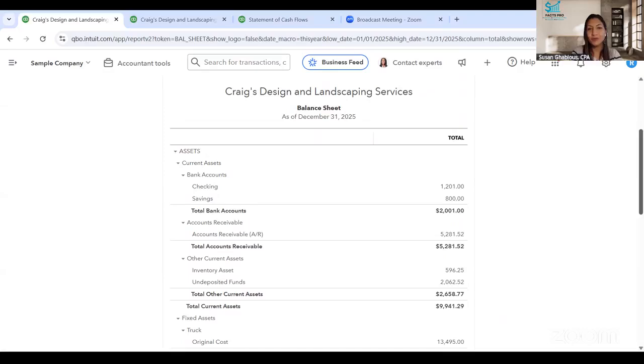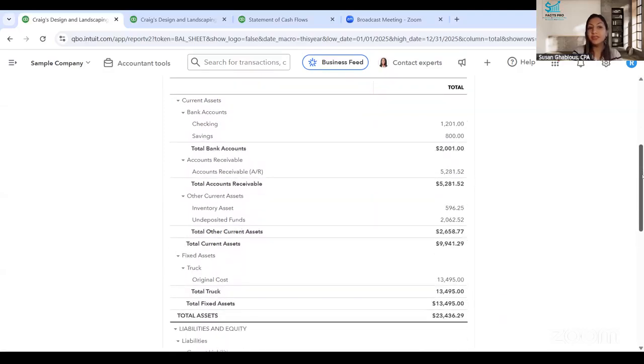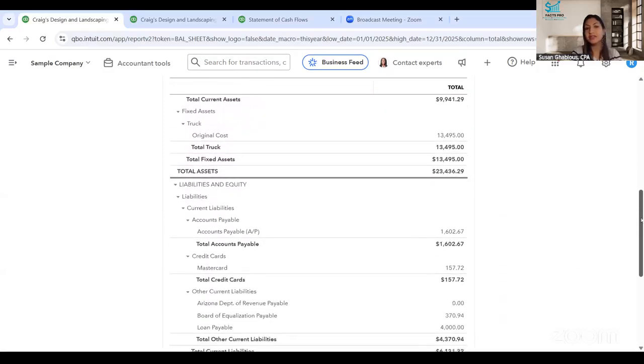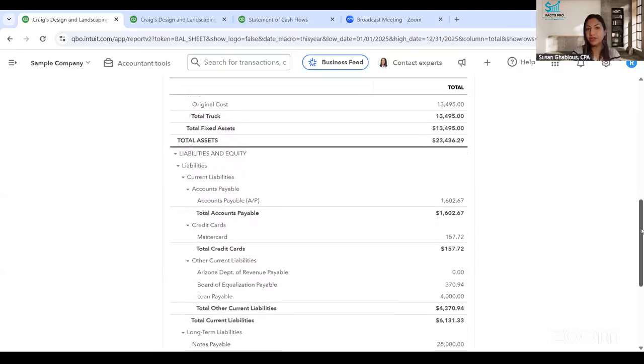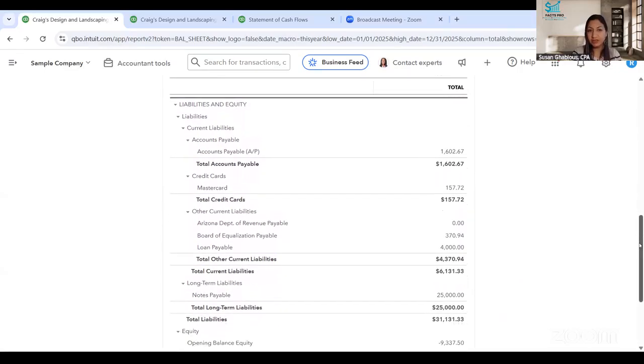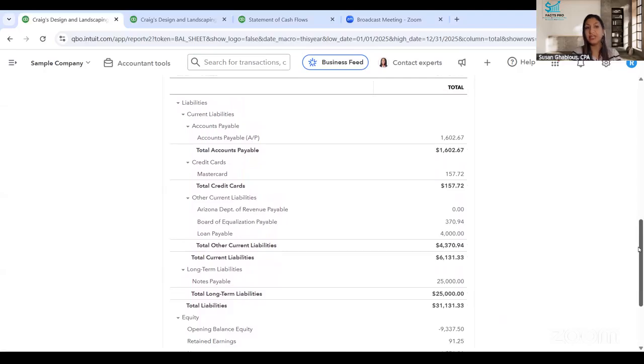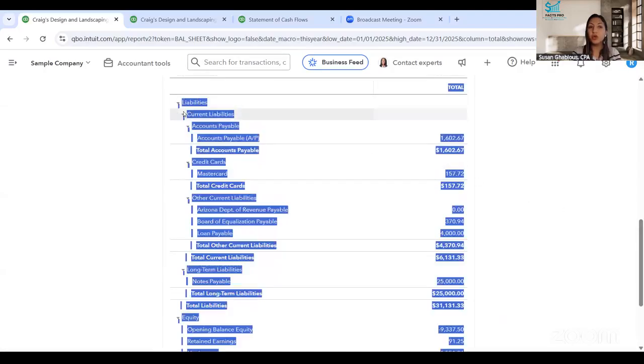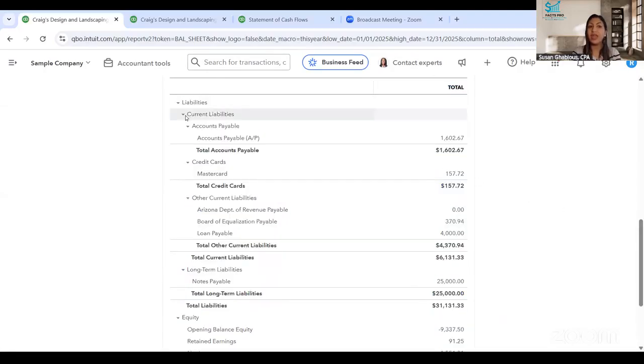It also shows here. So if I got a building, but the building was on a mortgage, or I had a loan, or I still owe my vendors payments, this is where it would show in the liabilities section. And it's the same thing.